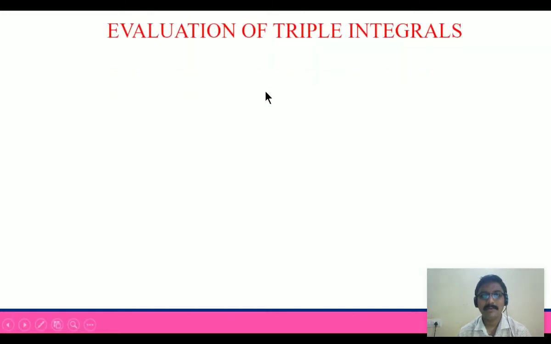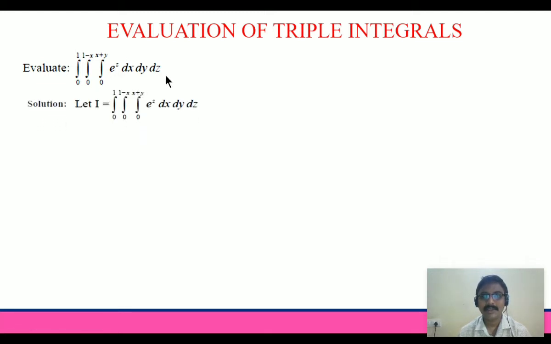Another problem, evaluate the sum. Here z limits are in terms of xy, y limits are in terms of x, and x limits are constant. But the given order is dx, dy, dz. First we have to take the solution, that is the inner integral is I. First we have to correct the form.